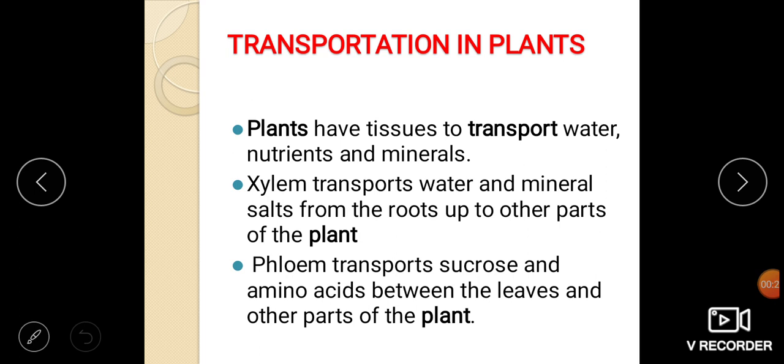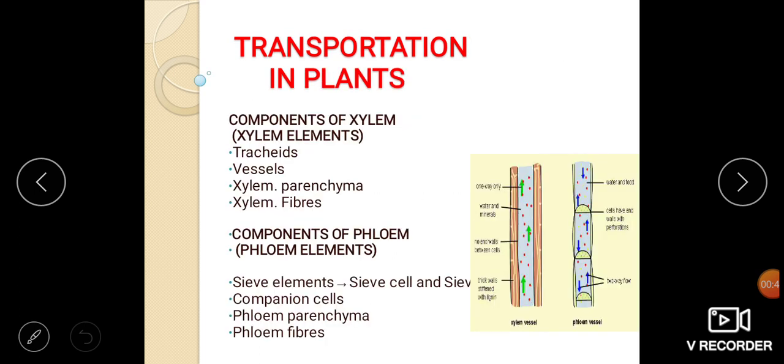Xylem helps in the transport of water and minerals from the roots to different parts of the plants in one direction. So it means it is unidirectional, whereas phloem helps in the transport of food in the form of sucrose, amino acids from the leaves to different parts of the plant. So remember that the transport of substances through the phloem occurs in both directions, so we call it bidirectional transport.